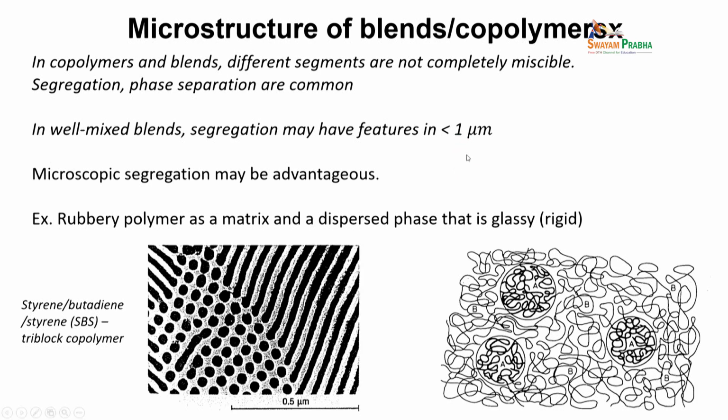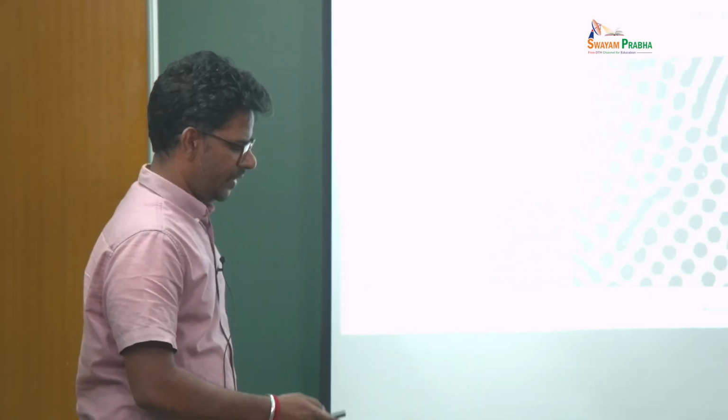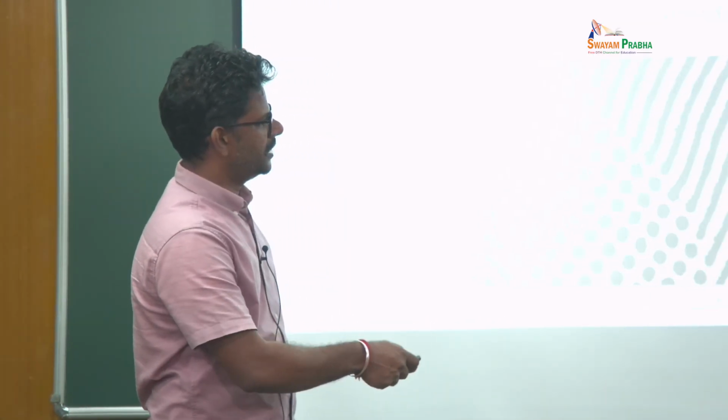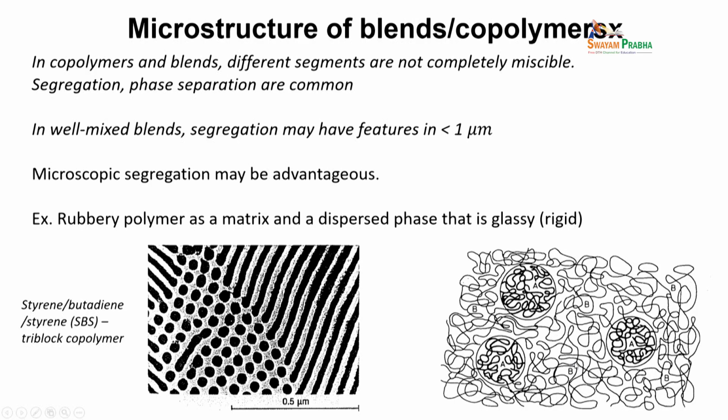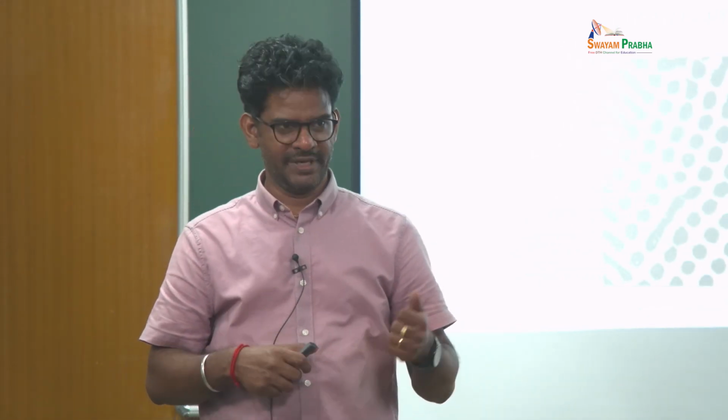Sometimes this microscopic segregation is an advantage. If you compare here, there are two kinds of polymer, A and B. A will try to segregate and form small domains. You can see this is another domain of A, this is another domain of A. These domains are embedded in a matrix of B. This is advantageous because these segregated domains can be rigid, glassy, whereas the background can be more rubbery, more flexible. So you basically have a reinforcement from polymer A.